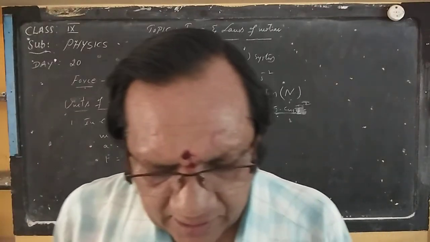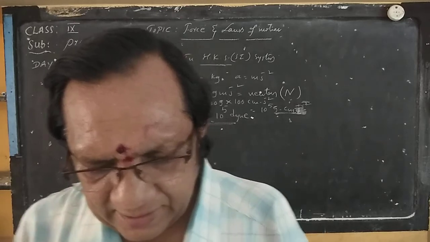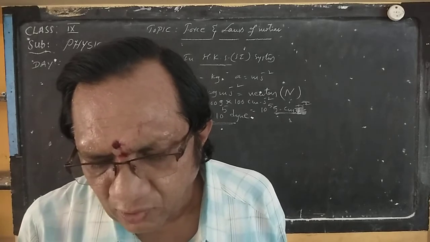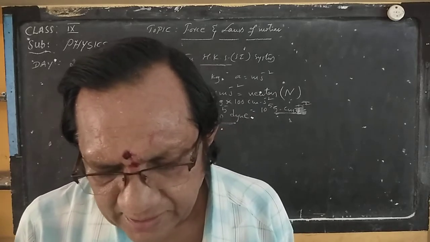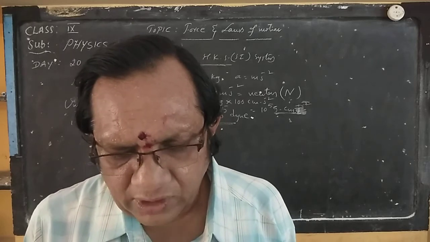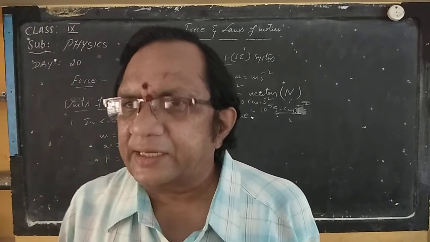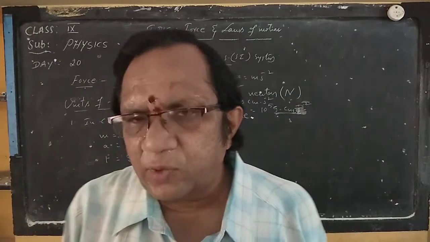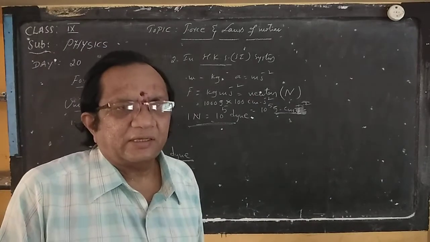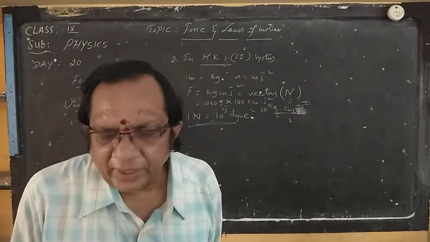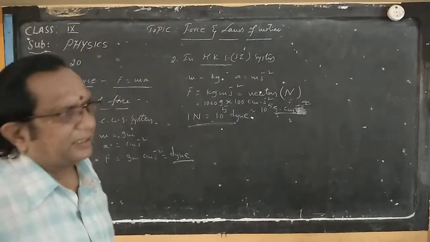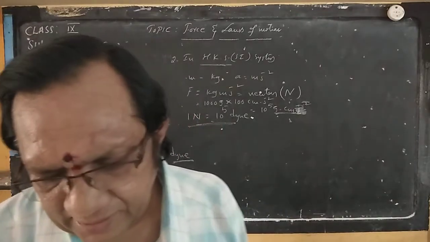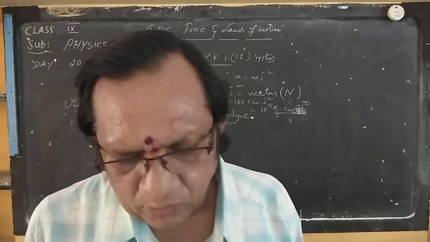Okay? And this Newton can be defined as the force required to give a mass of 1 kilogram an acceleration of 1 meter per second square. So to change its direction or velocity, the force needed is 1 Newton: a body of mass 1 kilogram accelerated with 1 meter per second square needs a force of 1 Newton. That is how we define the Newton.